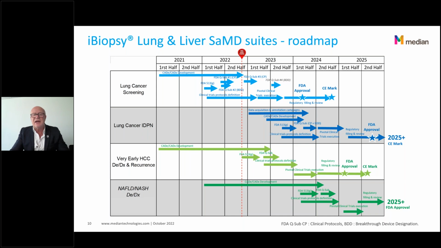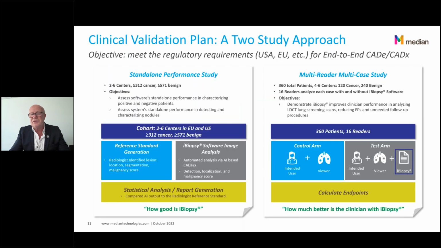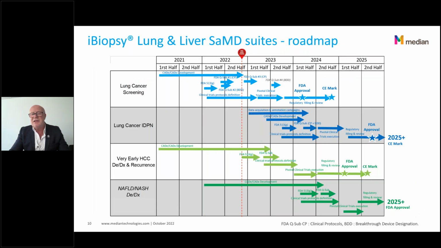HCC and NASH, you can see how we are moving forward. Here again, we will be showing some results of the data during the course of next year for both of them, well, mainly for HCC. And it's the same type of regulatory process that we have to do for these two as we're doing for lung cancer screening or IDPNs. It's basically following the traditional route to get the software medical device out on the market. One thing I will say is that we are looking at potentially monetizing all this work before it gets FDA approval, for a very good reason.